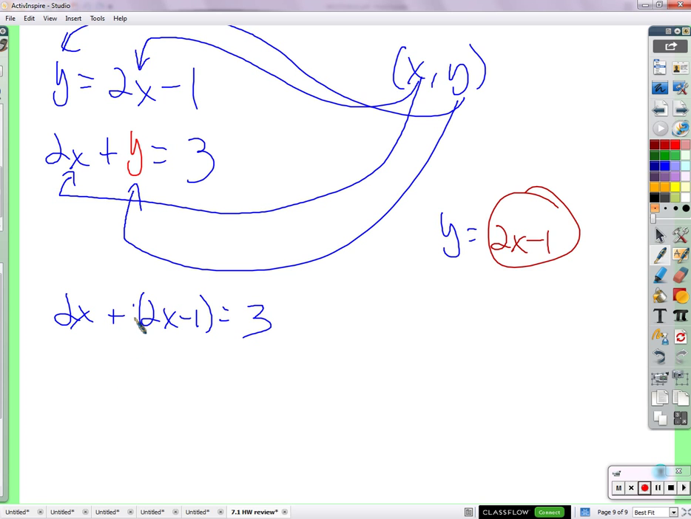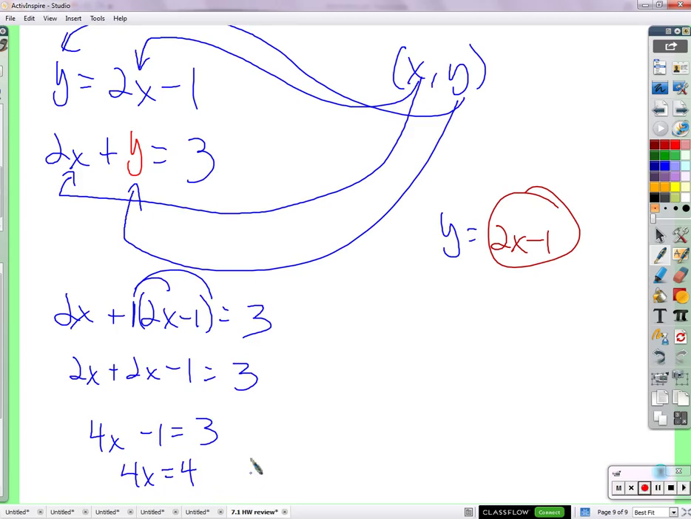So I can think of this as being a 1 out here and distributive 1. And you get 2x plus 2x minus 1, right? Because distributive 1, I just get 2x and minus 1 again. And 4x minus 1 equals 3. Add 1 to both sides, 4x equals 4, and divide by 4 on both sides, we get x equals 1. Now I know x, can I use it to find y?